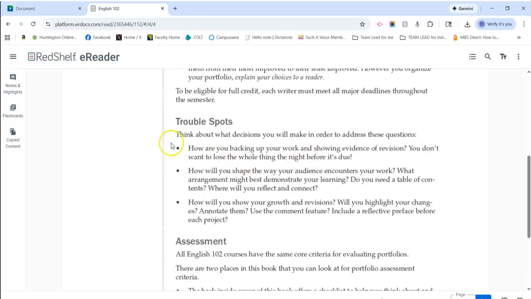All right, trouble spots. Here are some things that you might want to think about as you're working on the final portfolio and assembling all your work. How are you going to back up your work and show evidence of your revisions? You don't want to lose the whole thing. Of course, that's simply just make sure you keep your work saved. Now, I've always suggested that probably the best way to make sure you don't lose your work as you're working on it, especially if you're working on it over a week or 2 or 3, is to email a copy of your work to yourself after you have finished it, or for the day.